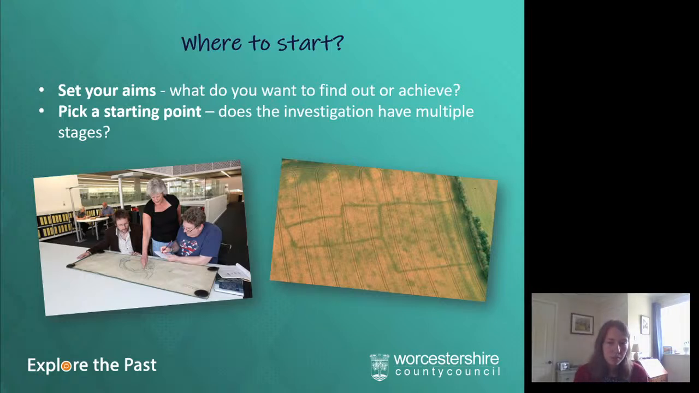So once you've set your aims, have a think about the scale of what you're planning to do. Does the investigation have several strands to it? Are there multiple locations or time periods perhaps that you're wanting to research? Or does it have distinct stages? So, for example, an identification stage, so you know where this site is, followed up by investigating that site, now you know where it is.